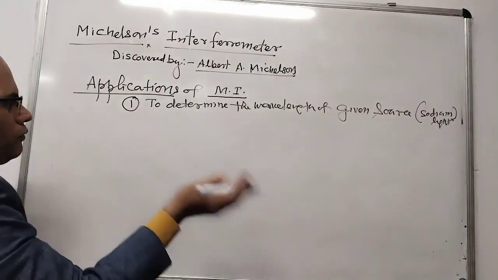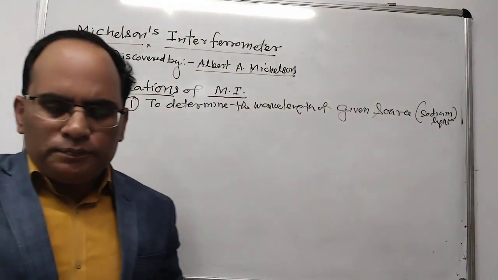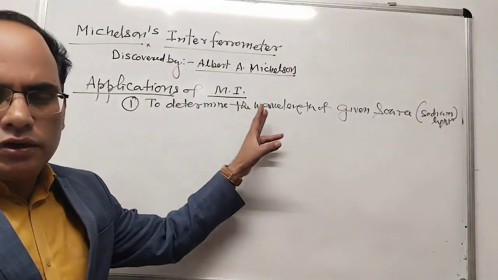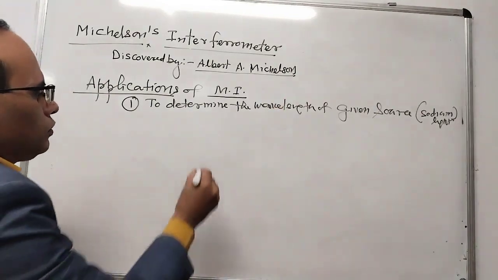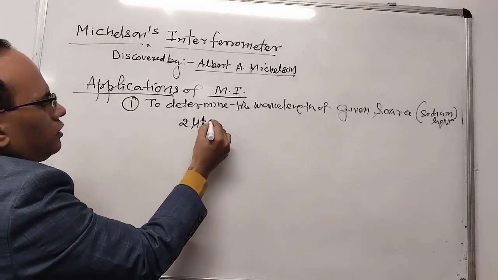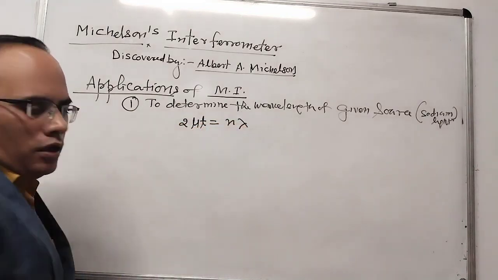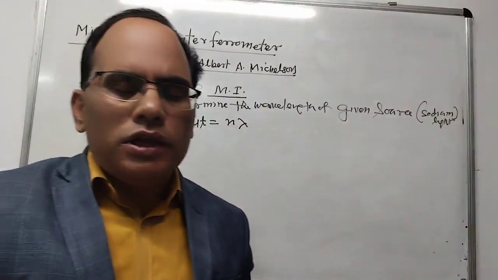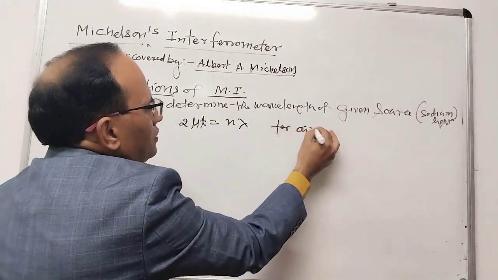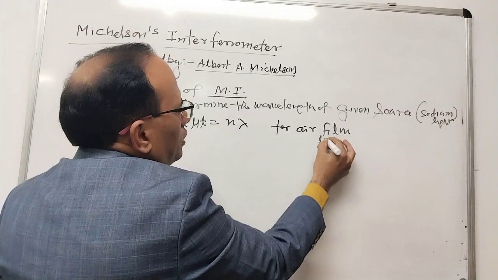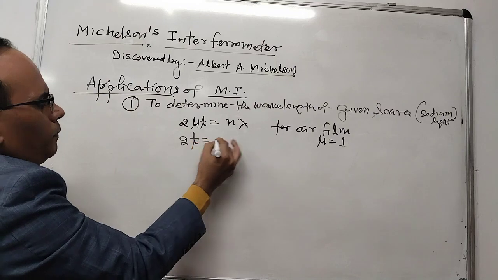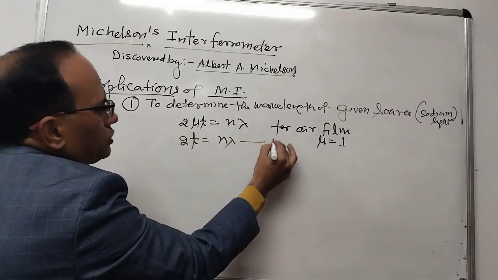The formula we can obtain easily: the film is introduced in one of the interfering paths. So the formula is 2 mu t equal to n lambda. For an air film we generally take mu, the refractive index, equal to 1. So this formula becomes 2t equal to n lambda, equation 1.